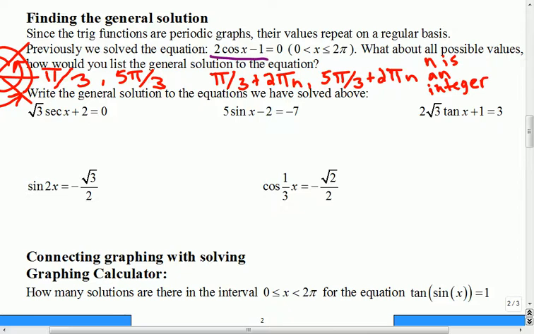So we know the answers to these next 5 questions. I just want you to try to talk about what the general solution would be, and I would like you to do it for the first 3. Okay? We'll talk about the next 2 together, but try it for the first 3. Just write down what the general solution should be.